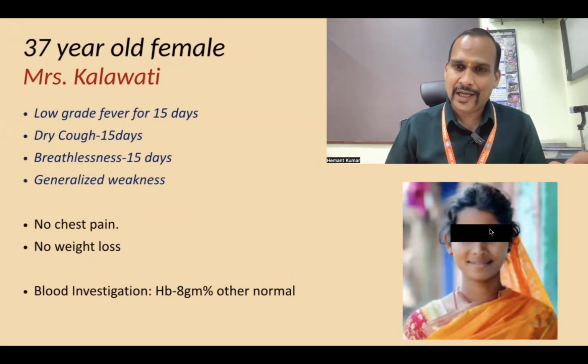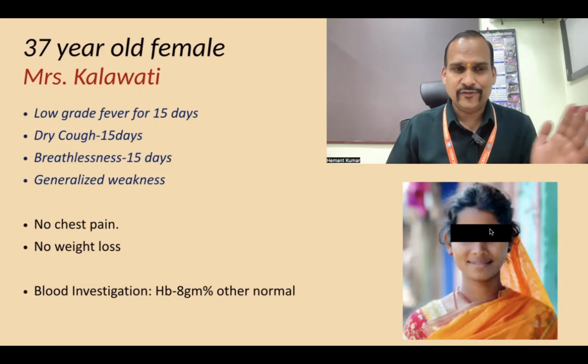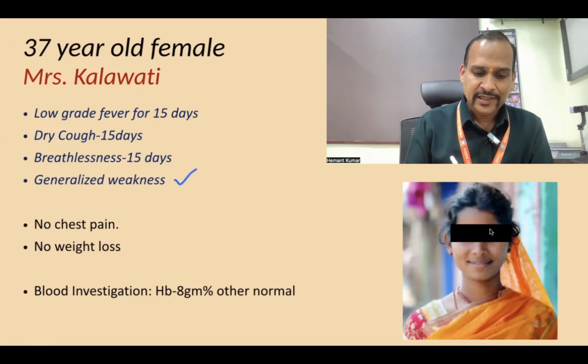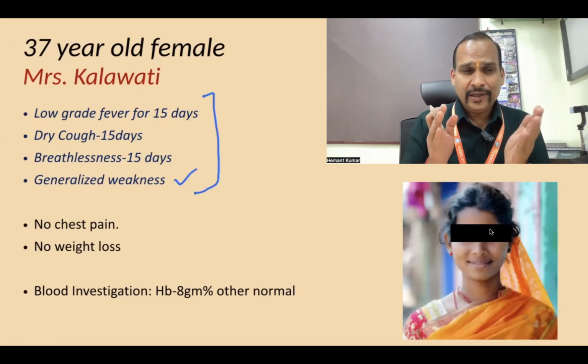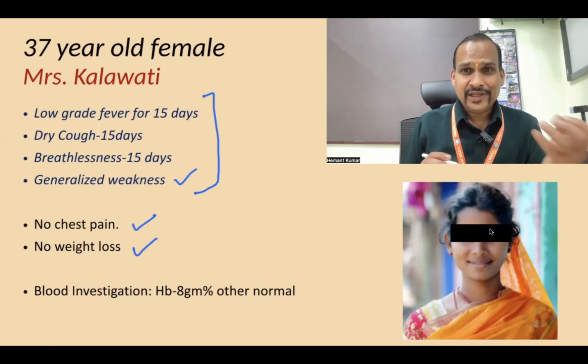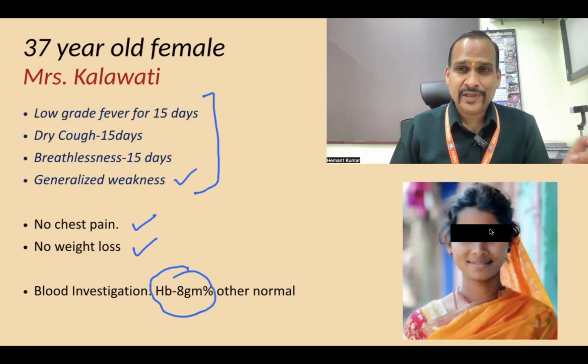Our patient is Kalavati, 37-year-old female. This is an imaginary name, not a real name. The photo is also imaginary, not a real photo. She came with low grade fever for 15 days, dry cough for 15 days, breathlessness, and generalized weakness. This is the typical history which patients used to give in our OPD. There is no significant weight loss, and no significant chest pain. The patient already had a CBC report with her, and hemoglobin was 8 milligram. So the patient was having anemia. So this is the clinical scenario.